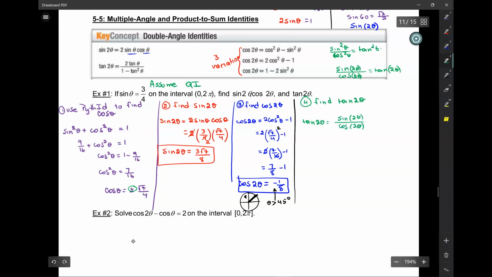Do I have sine 2 theta and cosine 2 theta? Yes. I just found them. So this is sine 2 theta, which is in the red, over cosine 2 theta, which is in the blue. What cancels here? The 8's. So I have 3 root 7 over negative 1, negative 3 root 7. Look, that is negative, right? Because when my angle was in the first quadrant and 2 theta went into the second quadrant, over there tangent is negative. And now we're done. Question?